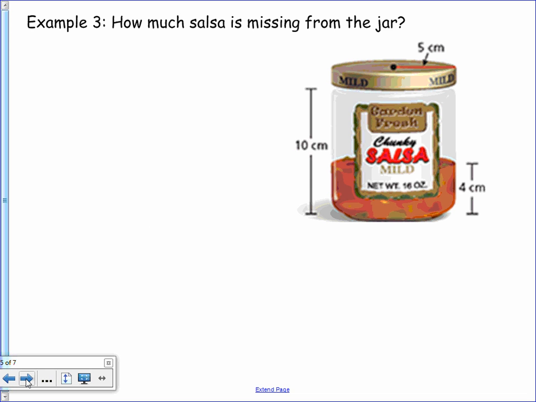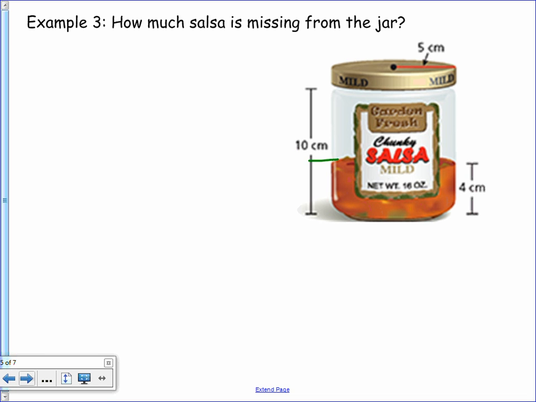Now, it's asking us kind of a real-life example, so we want to know how much salsa is actually missing from the jar. Now, the jar is in the shape of a cylinder. Okay, we know that much. And we want to first know, because they want to know how much salsa is missing, so we don't need to find the volume of the whole jar. We just need to find the volume of the part that's missing.